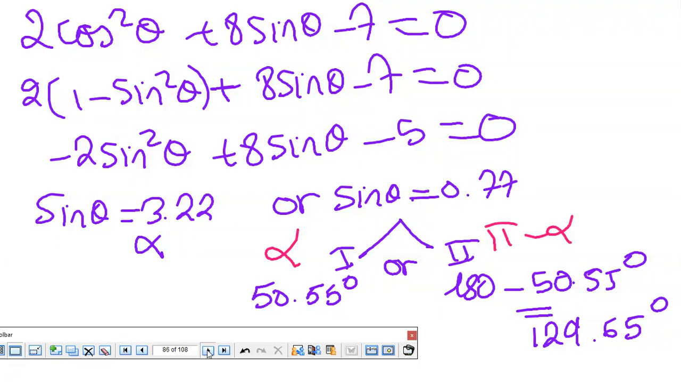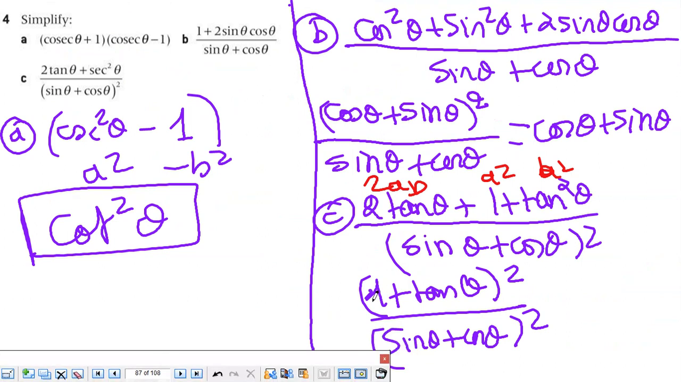We move to exercise 4, the last one. Simplify. Part A: cosecant theta plus 1 times cosecant theta minus 1. This is an identity. It's a plus b times a minus b, so I can replace it by a squared minus b squared. So cosecant squared minus 1 gives me cotangent squared.